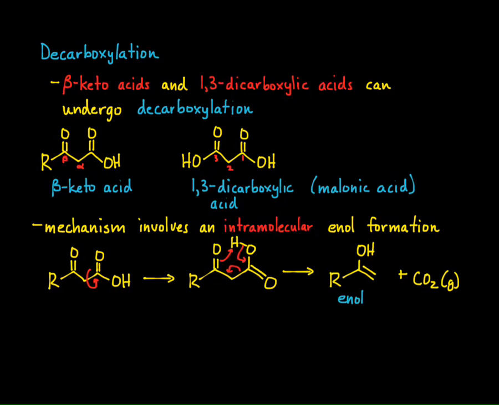Now that enol, we know, tautomerizes to the ketone. So this is another way of producing ketones from carboxylic acids. Notice, unlike the organolithium reactions with carboxylic acids that produce ketones that have more carbons, decarboxylation of a beta keto acid or malonic acid produces a ketone that has fewer carbons in the chain.